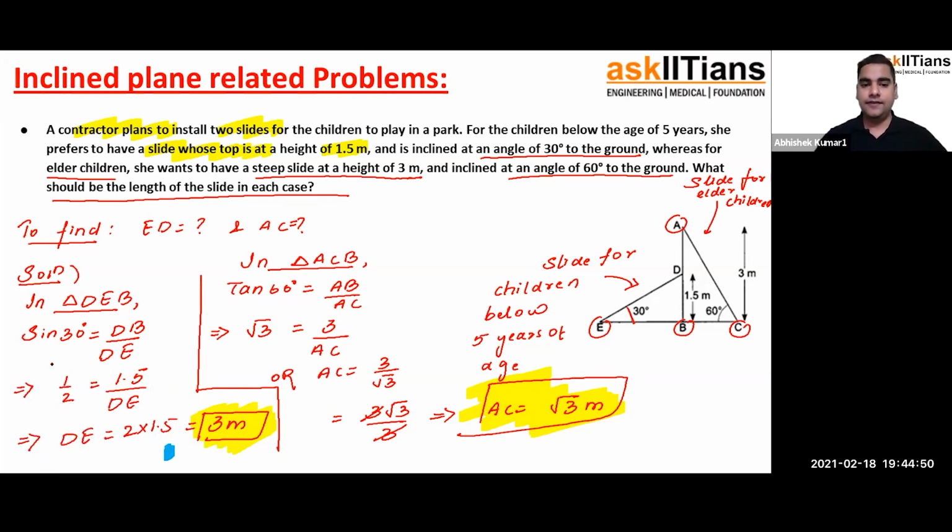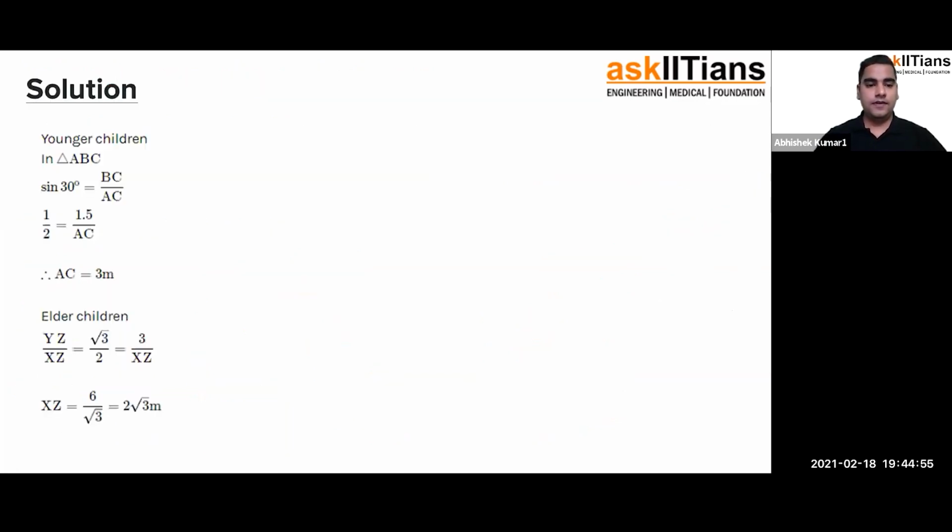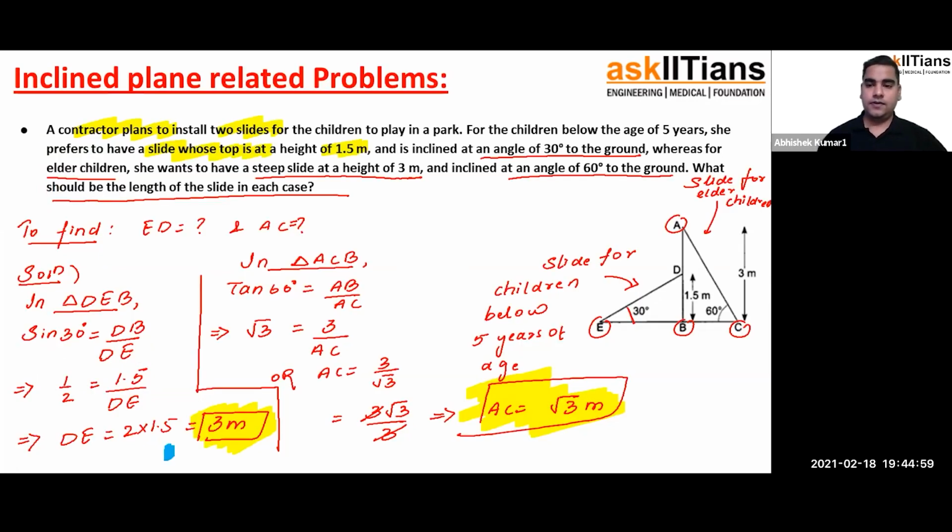All right, is it done? Okay. Oh, sorry. We used tan 60 here. This has to be sine, guys. One second, there is some error here. This has to be sine 60, because sine 60 relates perpendicular and hypotenuse.